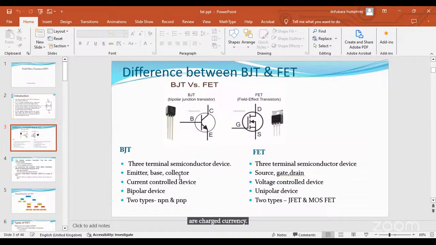So both of them have three terminals. The BJT has an emitter, base, collector. The FET has source, gate, drain. BJT is a current control device, while FET is a voltage control device. BJT is bipolar, FET is unipolar. BJT has two types, NPN and PNP, while FET has two types. We have JFET and MOSFET.